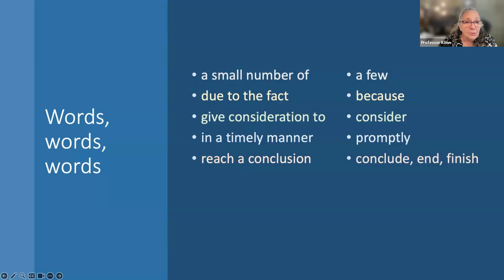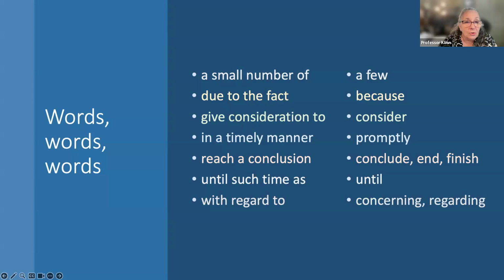Reach a conclusion, you can just say conclude, end, or finish. Until such time, be shortened to until. With regard to can be shortened to concerning or regarding, and on behalf of can just be a simple for. If you cut all of the times that you use these types of phrases in your writing out and used the single word, you would not have had so much trouble with your word count.